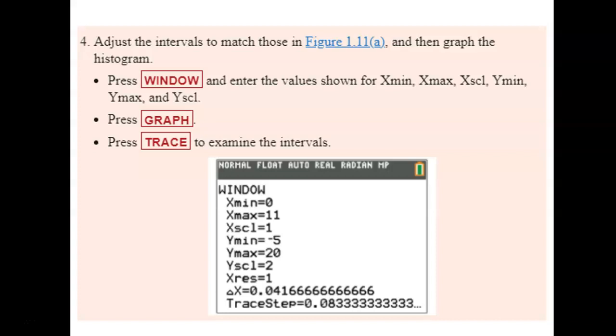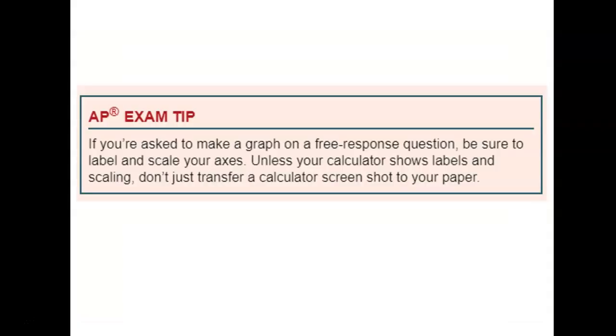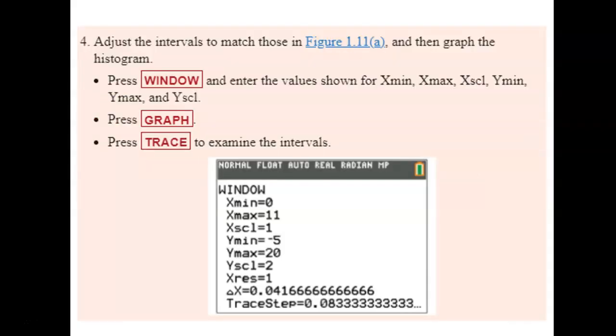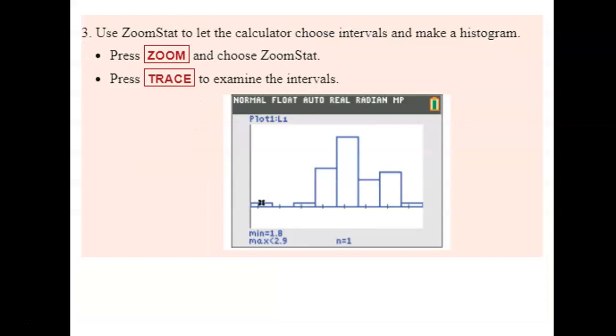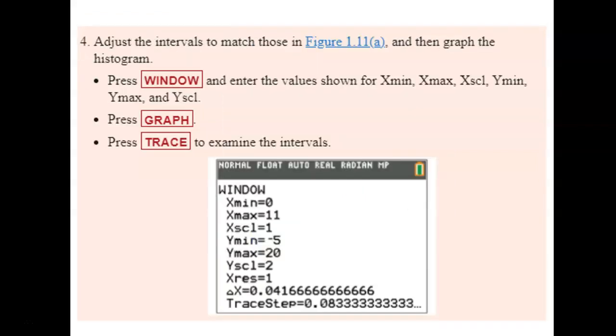So if you press window and enter values for X min, max, there we go. So this is them adjusting their window. Graph. Yep, and then do the same thing. It'll adjust the graph once you adjust your window. I'm not sure where that one started. A very strange 1.8, I guess. All right, so they adjusted that.